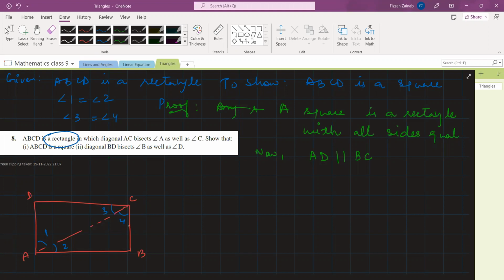Okay. So AD is parallel to BC. Now you look at it like this. This is AD and this is BC, and then there's a transversal which is cutting. So this acute angle will be equal to this acute angle. This is angle 1 and this is angle 4, correct? AC is the transversal. So I get angle 1 is equal to angle 4, alternate interior angles. Correct?